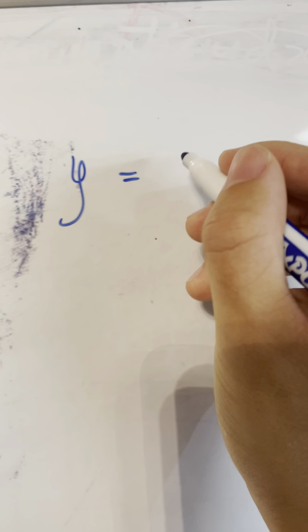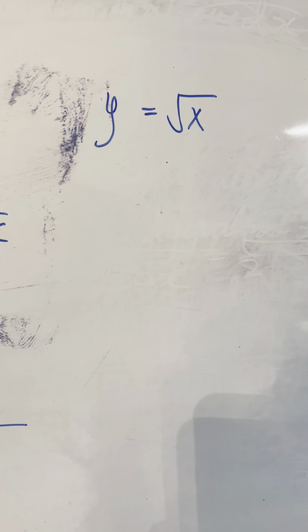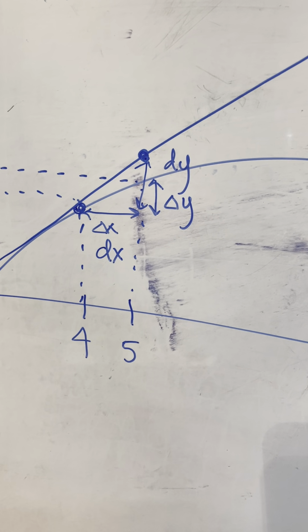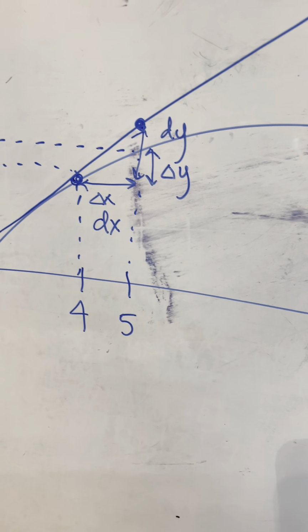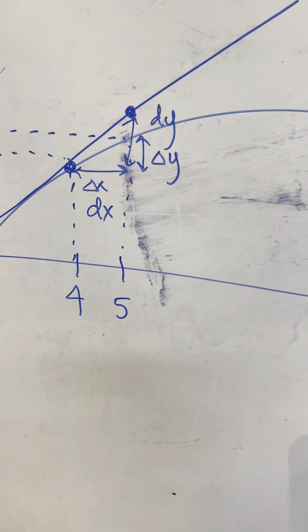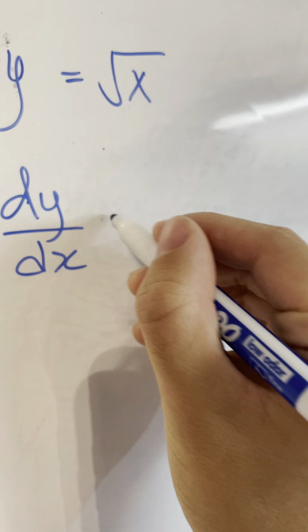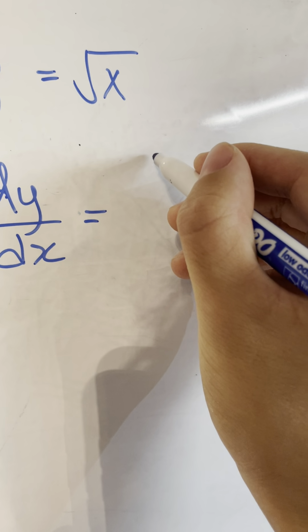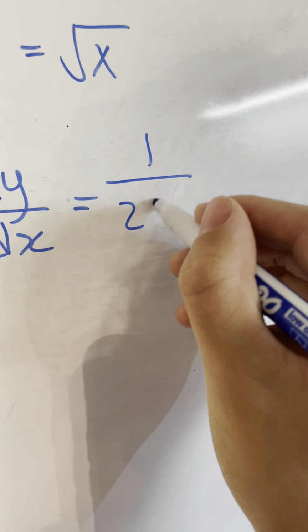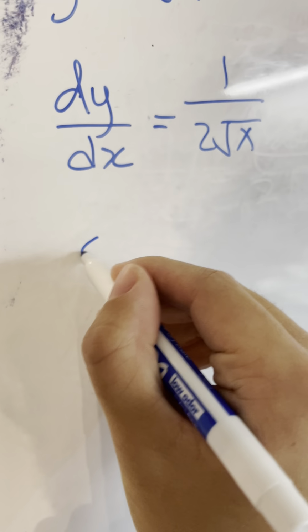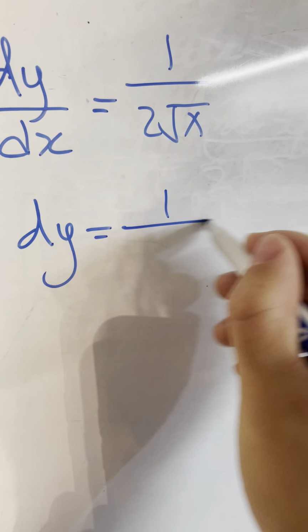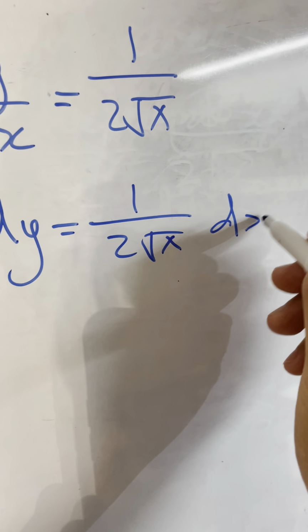We're given the function y equals the square root of x. If we want to find the linear approximation, or the linear function, what can we do? We have a trick: the derivative is equal to the rate of change, which is the slope at that instantaneous point. We know that dy over dx is equal to 1 over 2 root x. So dy, which we're trying to find, is equal to 1 over 2 root x dx.